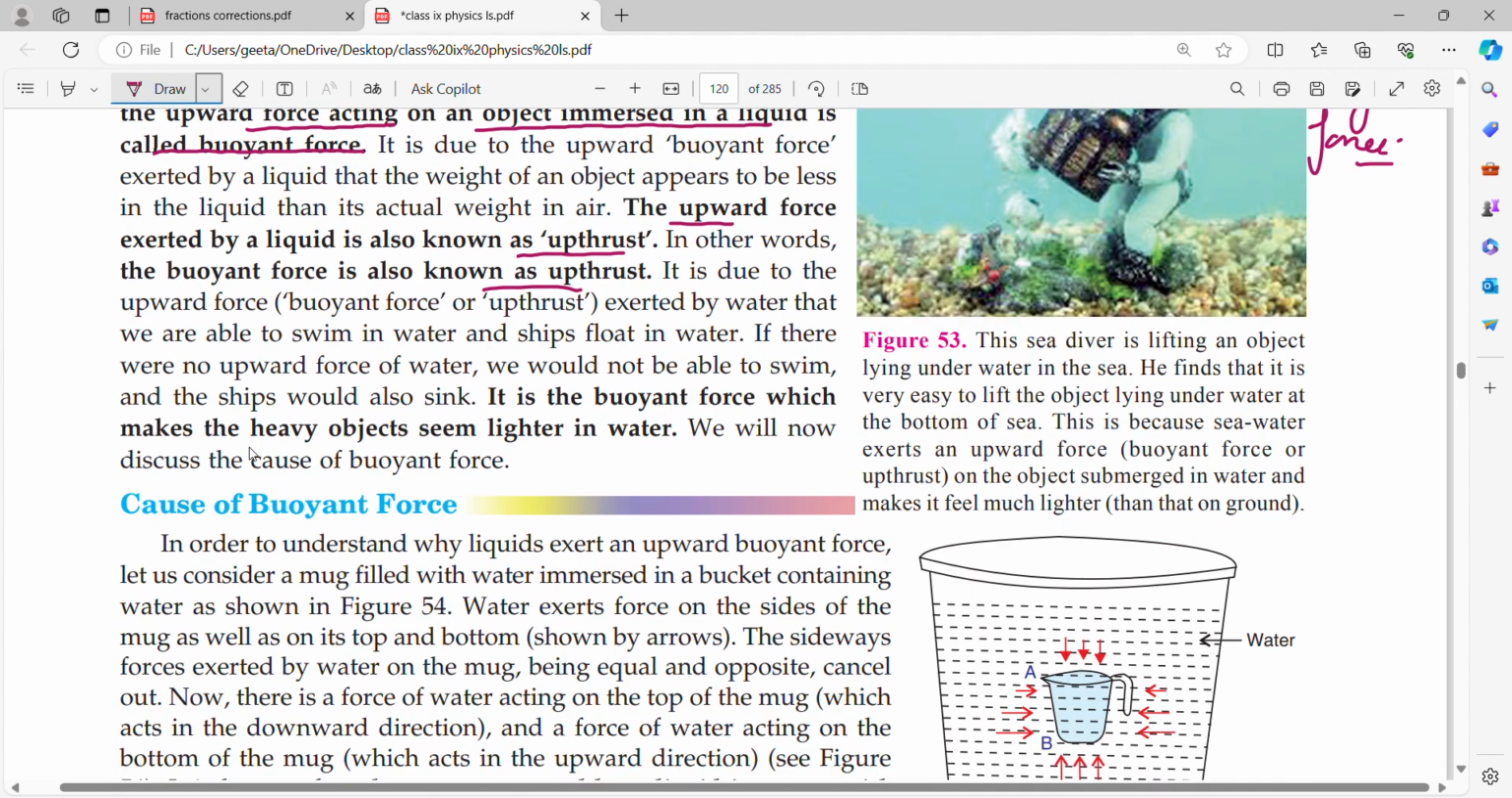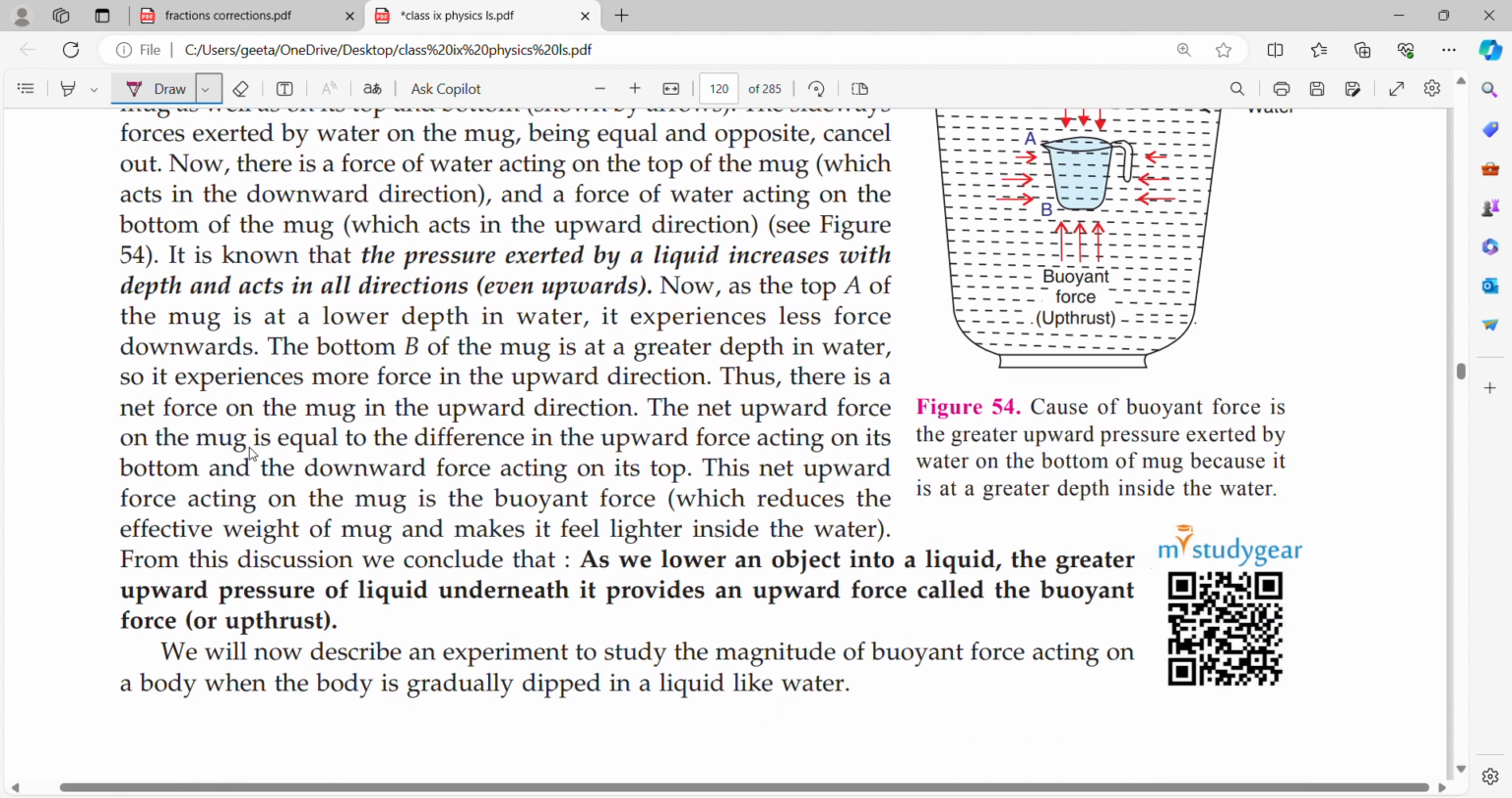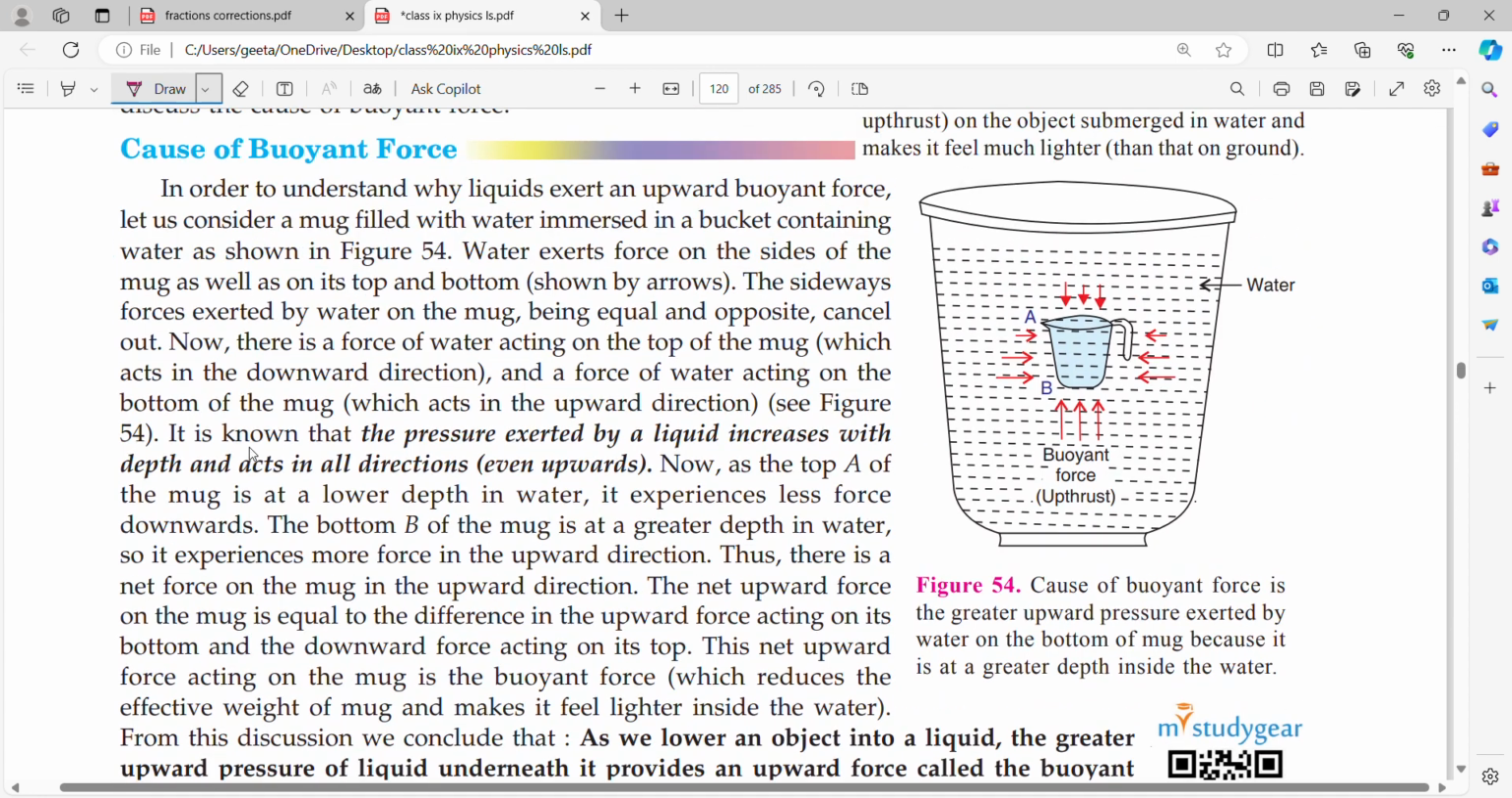Now the buoyant force is what makes heavy objects lighter. Unless the object is inside the water, its weight will not reduce. Now the question comes, what is the cause of buoyant force?